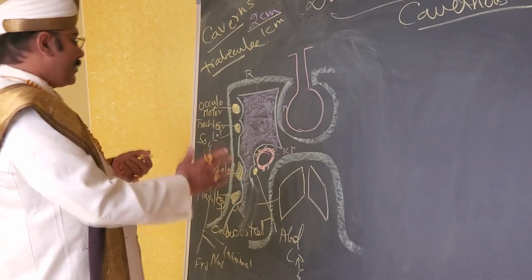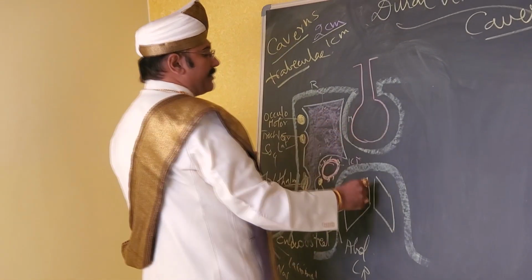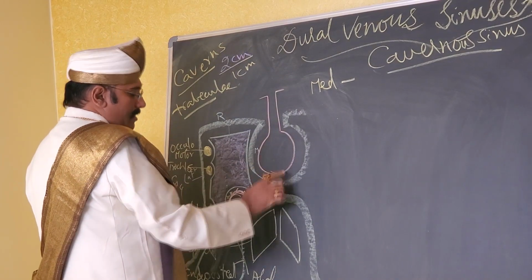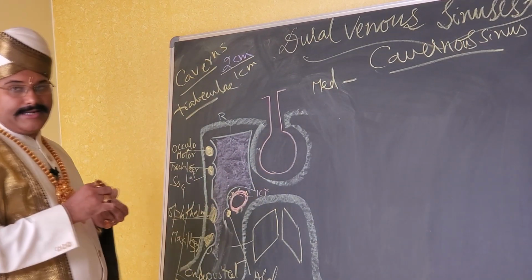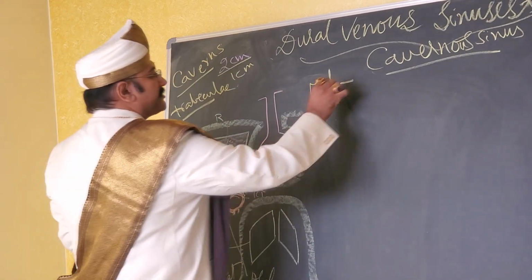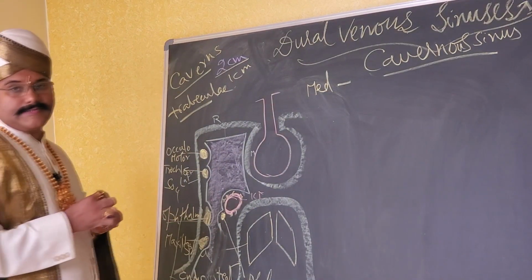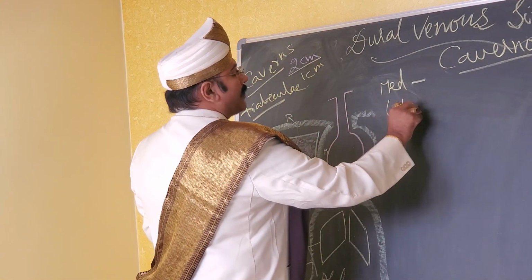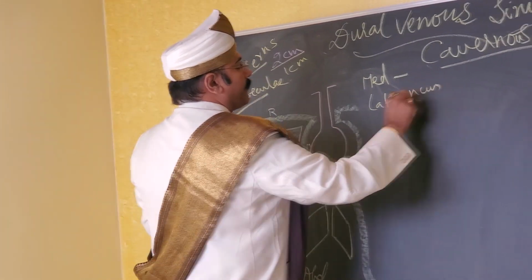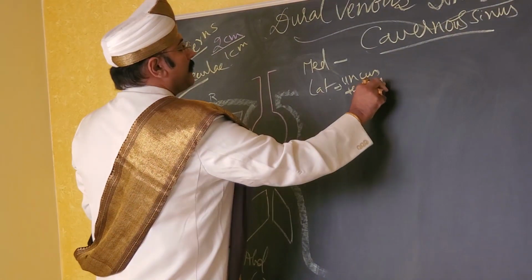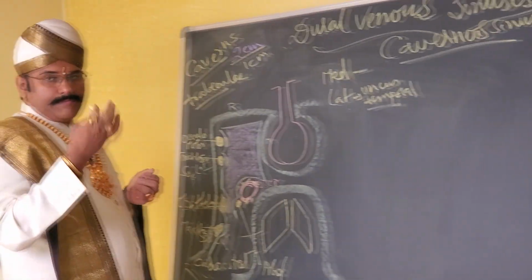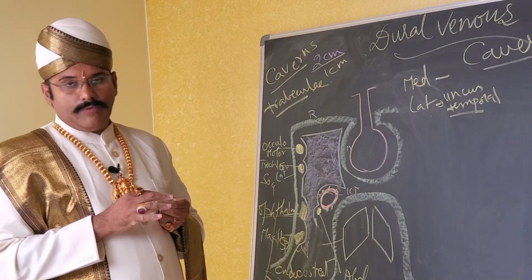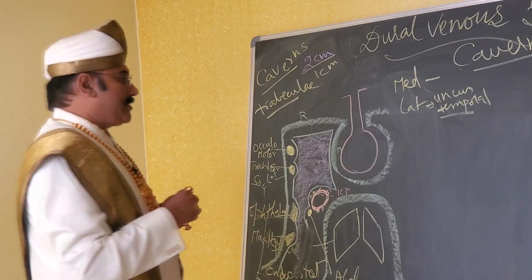Now coming to the relations of the cavernous sinus. Now what is present medially? Medially you have got the pituitary gland and the sphenoidal air sinuses. Now lateral to the cavernous sinus, what do you have? Laterally you have got the uncus of the temporal lobe, which is a part of the cerebral hemisphere. The uncus of the temporal lobe of the cerebral hemisphere is present laterally.